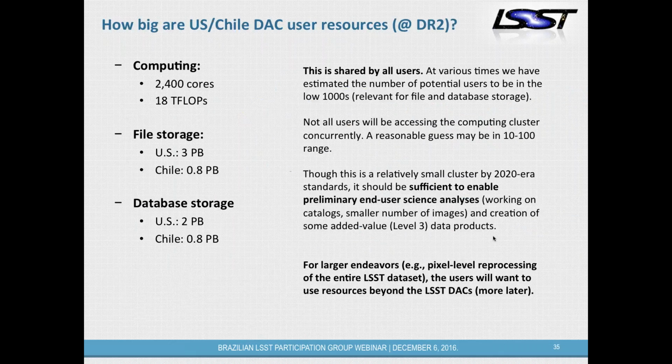How much of that is going to be available? Well, at the beginning, this cluster will start at roughly 2,400 cores. In terms of computing, we have about 3 petabytes of disk space in the US, shared by on order of 1,000 users or so. So it gives you an idea of what kind of quotas you're going to have to play with. And database storage will be an order of 2 petabytes.